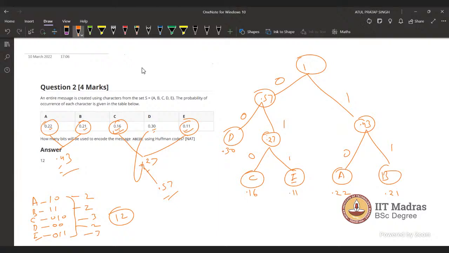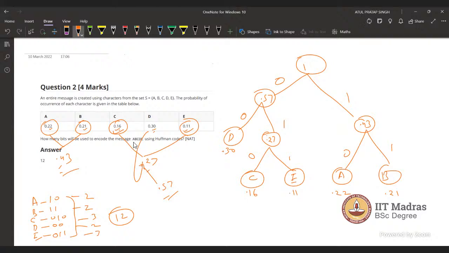So how are you getting this decimal value? I did it this way: A will take 2 bits, B will take 2 bits, C will take 3 bits, and so on, and then we multiply it with its probability, that is, frequency, to get the average. But here one message ABCDE is given, and we are asking for the bits for this ABCDE.